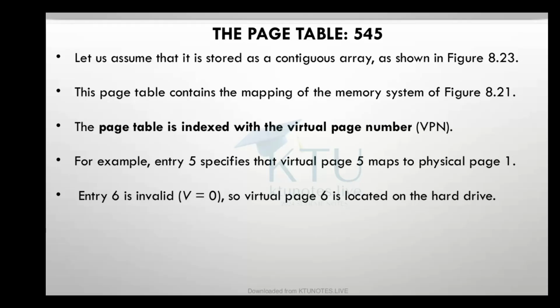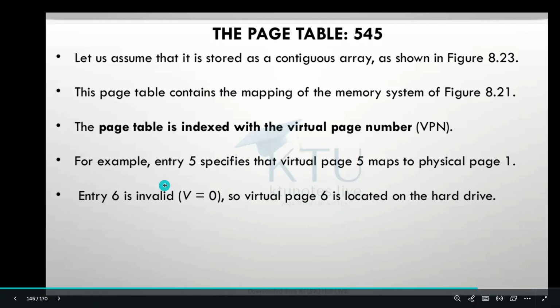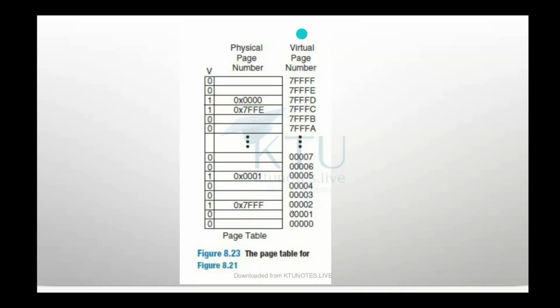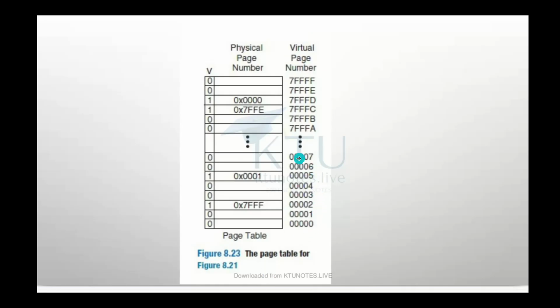The page table contains a mapping of the memory system. Here, if you see this figure 8.23, the page table is indexed with the virtual page number. The index would go like 0, 1, 2, 3, 4, 5, 6, 7, then FFA, FFB, FFC, FFD, FFE, FFF, like that. Each of these virtual pages has its corresponding entry here, and when the valid bit is 1, it means it is present in the physical page. So that physical page number would be shown here.